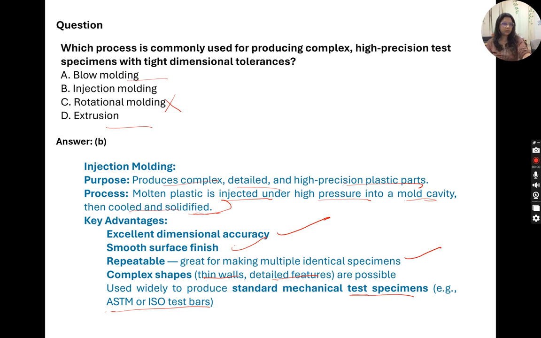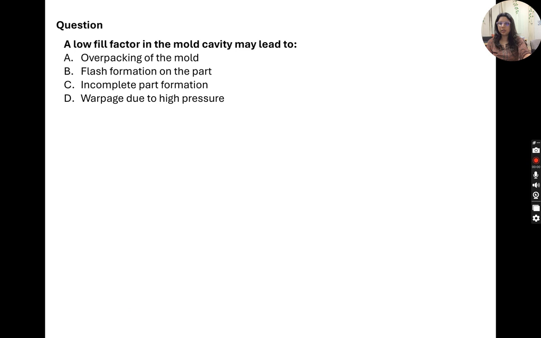Okay, let's move forward to the next question of this class. A low fill factor in the mold cavity may lead to overpacking, flash formation on the part, incomplete part formation, or warpage due to high pressure. So if the mold cavity has a low fill factor, what could be the possibility among all these options?